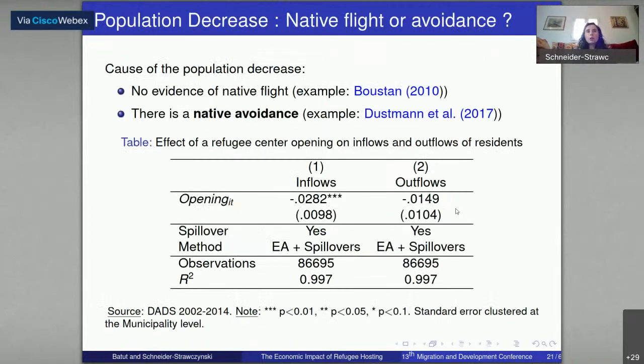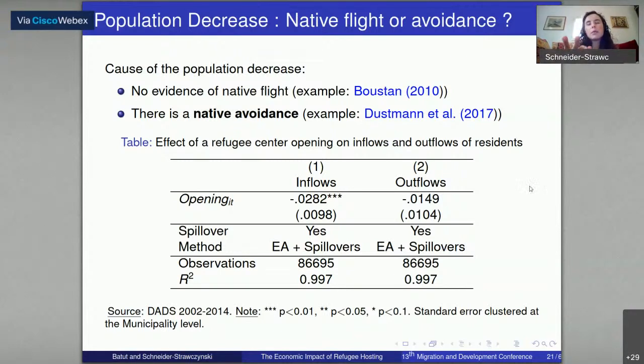So we know that the population decreased, but then it could be either due to a native flight, so an increase in outflows because people would be leaving the municipality because of the opening of the refugee center, or it could be due to a native avoidance phenomenon, so a decrease in inflows, that is, people would come less to hosting municipalities compared to non-hosting municipalities.